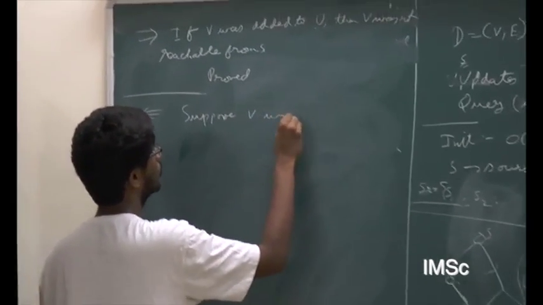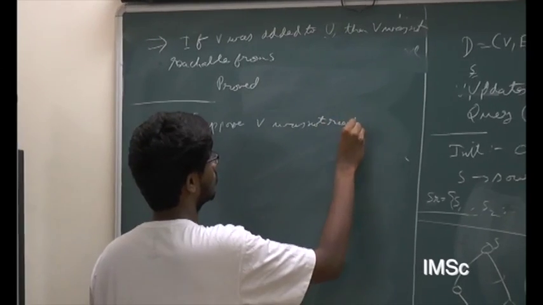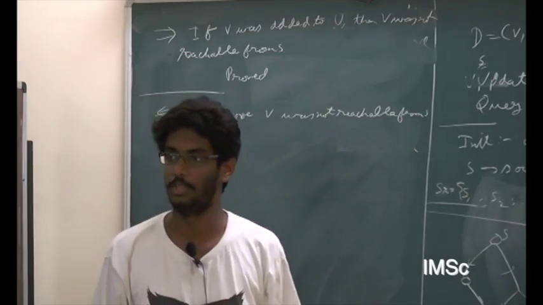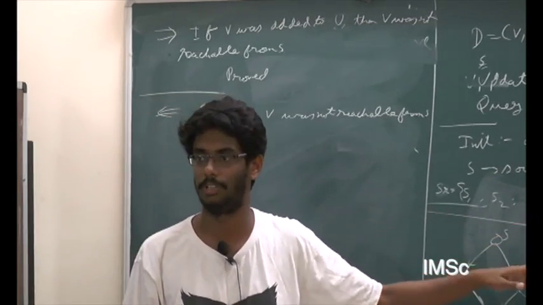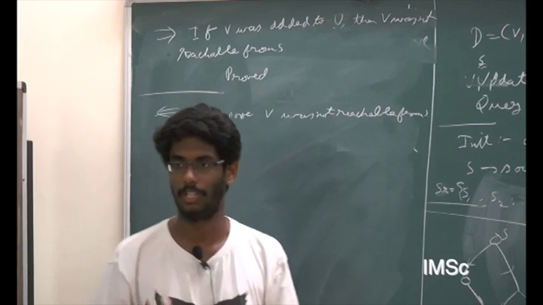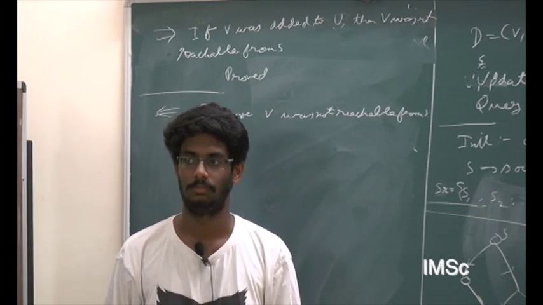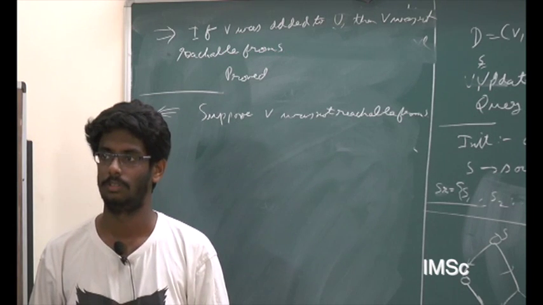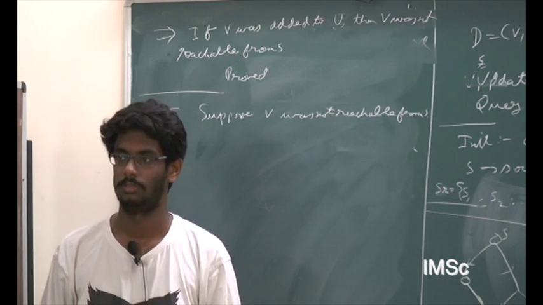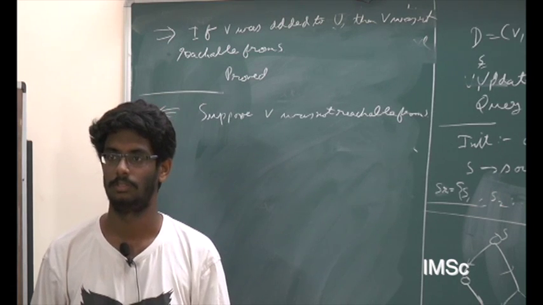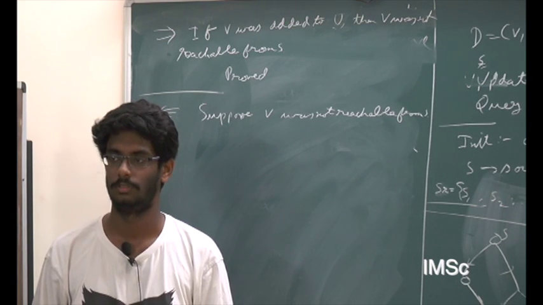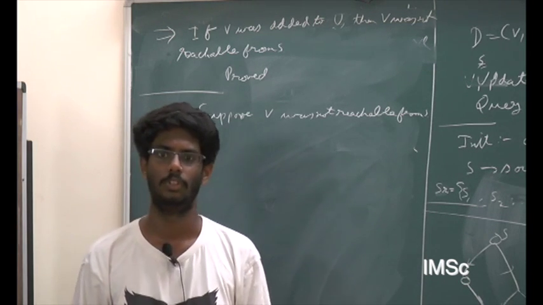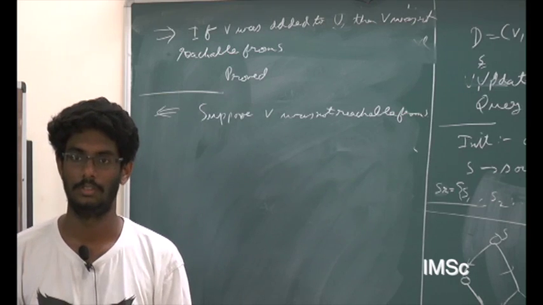Suppose V was not reachable from S. We'll need to prove that this was added to I, or U, at some point. So any guesses? If V is not reachable, then none of its parents are reachable. Then none of their parents are reachable. Continuing like this, we'll come to a source, because all other vertices which are not in the subtree of the source are reachable from this. So V will be added to Q at some point of time.